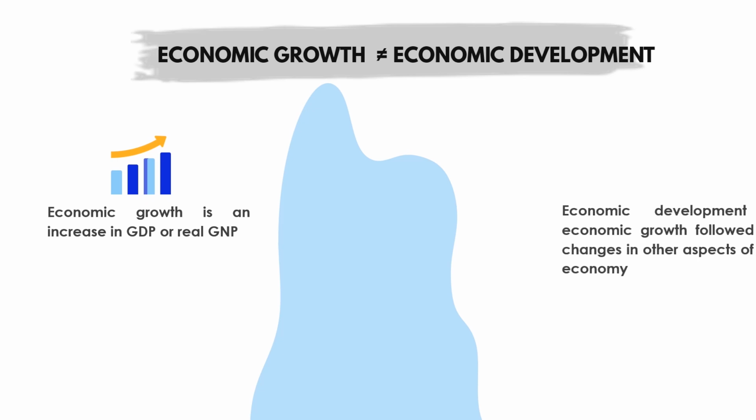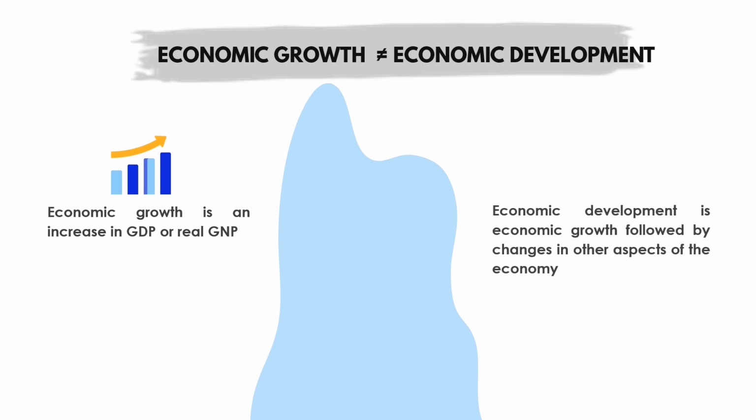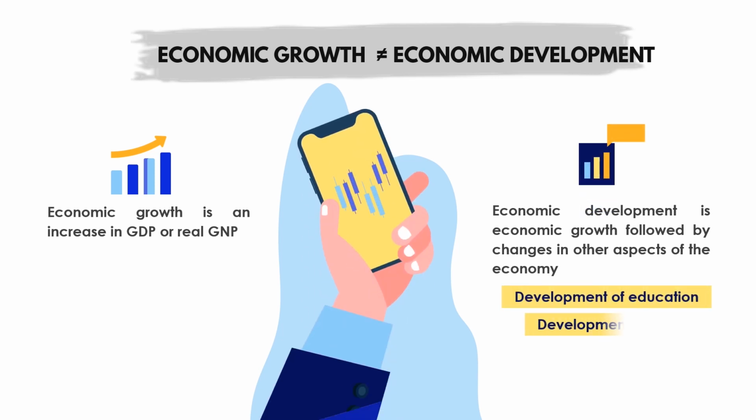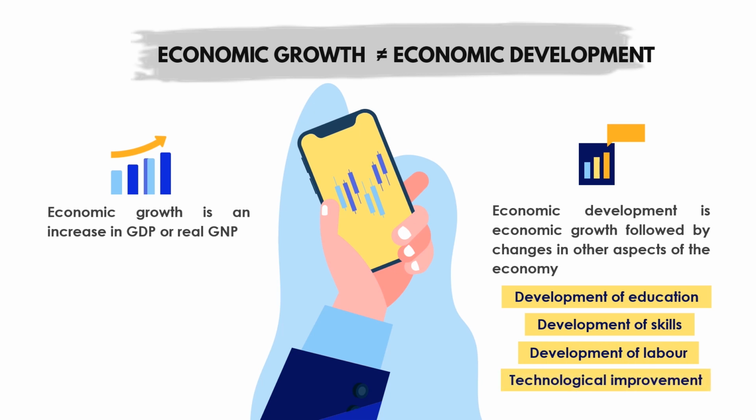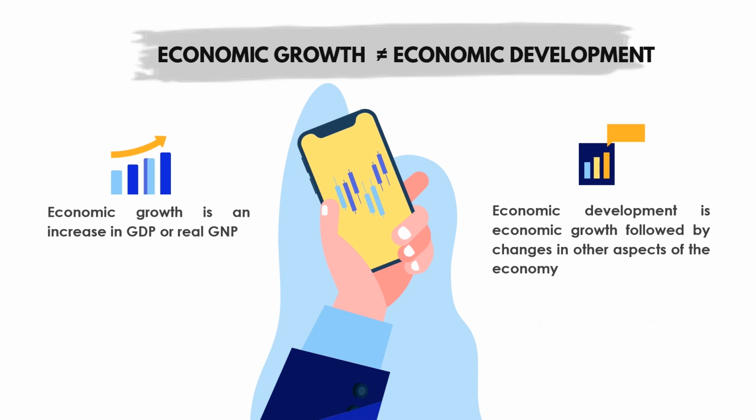Meanwhile, economic development is economic growth followed by changes in other aspects of the economy such as the development of education, development of skills, labor, technological improvements, and increases in the level of community prosperity. Economic development only applies if per capita income has increased continuously. The level of economic development and the level of community prosperity achieved are usually measured by nominal per capita income data, which is calculated by the formula.